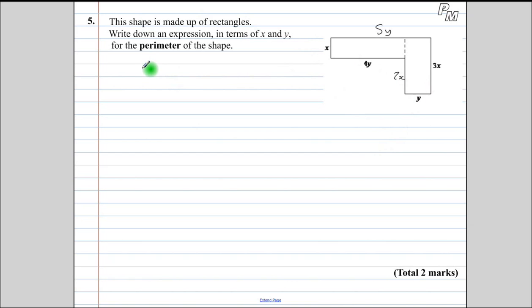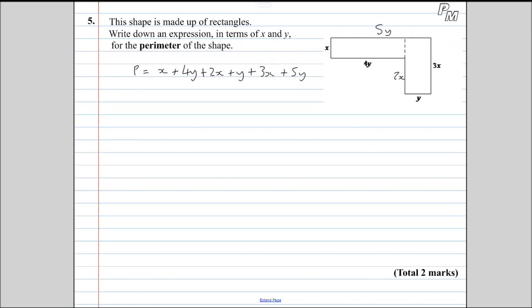So now we're ready to work out the perimeter. Let's start here and go round this way. We've got x plus 4y plus 2x plus y plus 3x plus 5y.